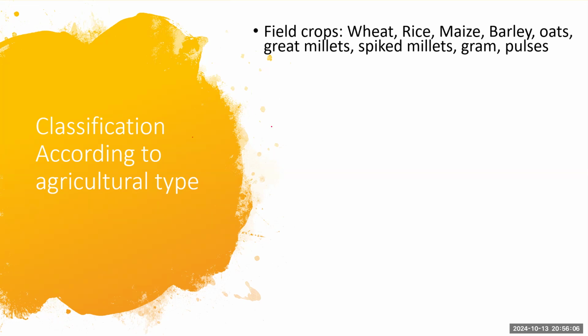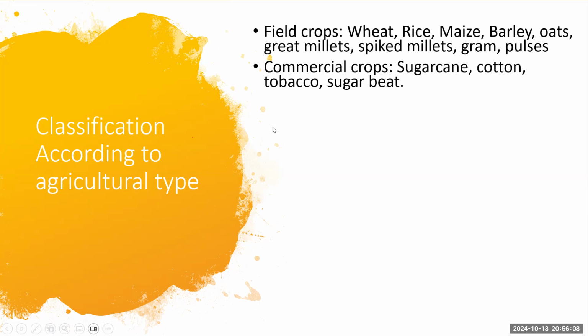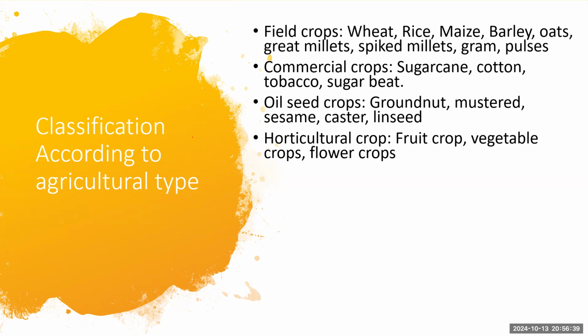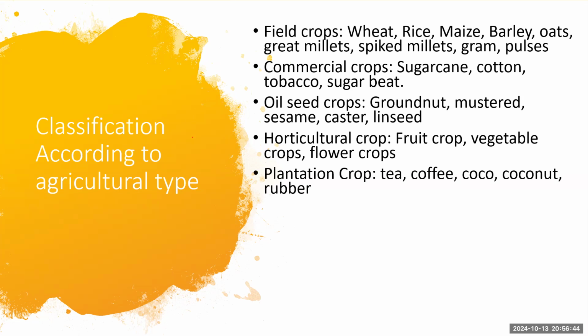Next classification is commercial crops. So commercial crops like sugarcane, cotton, tobacco, sugar beet. Oil seed crops are the crops from which oil is prepared. Examples are groundnut, mustard oil, sesame oil, castor oil, and linseed oil. Next is the horticultural crop.